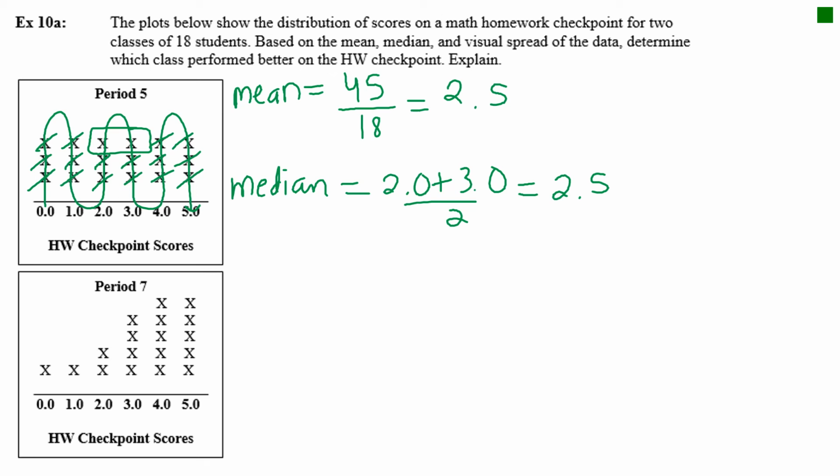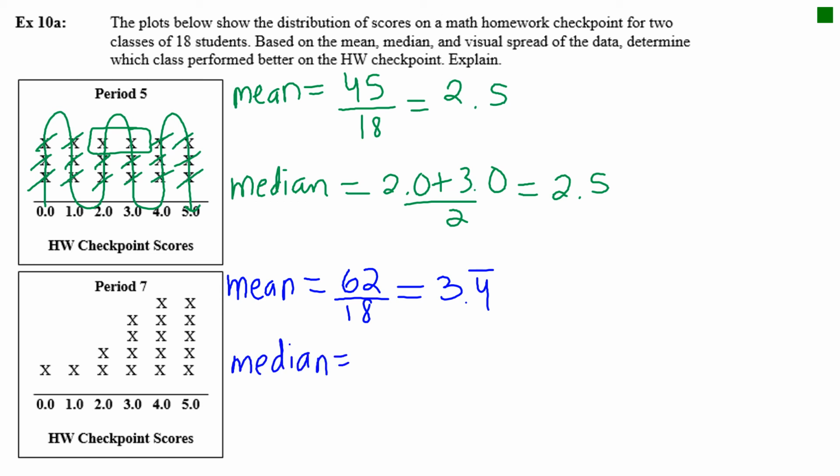Okay, so let's start with the mean. We're going to add them all up, and we should get a total of 62 divided by the number of students or test scores or checkpoint scores, 18, and that's going to give us 3.4 repeating. So 3.4, and this little symbol above the 4 lets me know that it repeats. Now we need to calculate the median for this one.